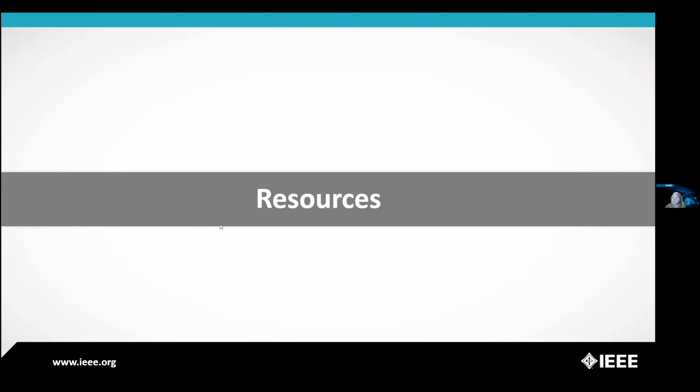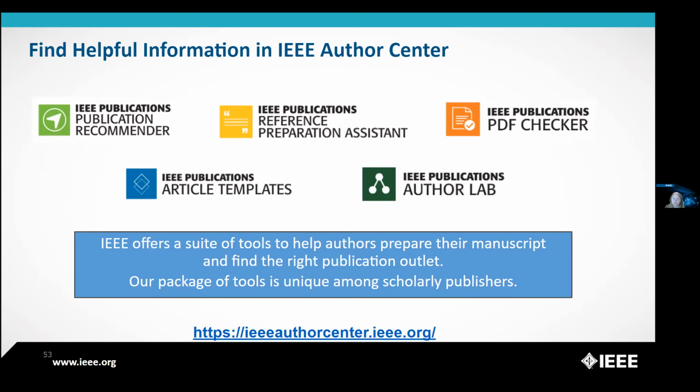All right, so I wanted to just highlight a few resources. I'm not going to spend much time on this, so I want to make sure we have a little bit of time for Q&A if anyone has any questions. But I highly encourage you to use the IEEE Author Center. It's at ieeeauthorcenter.ieee.org. And I'm sure Paul will be posting this URL. But basically here, that's where you can access that publication recommender. You can get the article templates and many, many other resources.